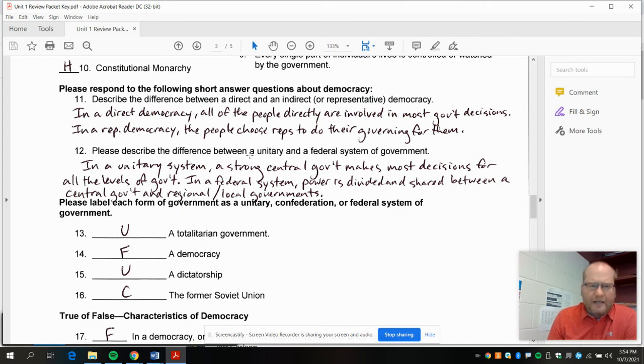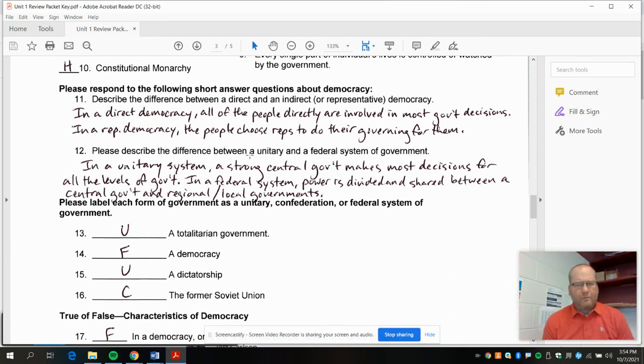Number 14, a democracy would be F, a federal system, like what we've got, right? We've got a strong central government that makes some decisions, but they also share and divide power with the regional governments, like our states and our cities. 15, a dictatorship would have been U, also another unitary type of government. There we go.